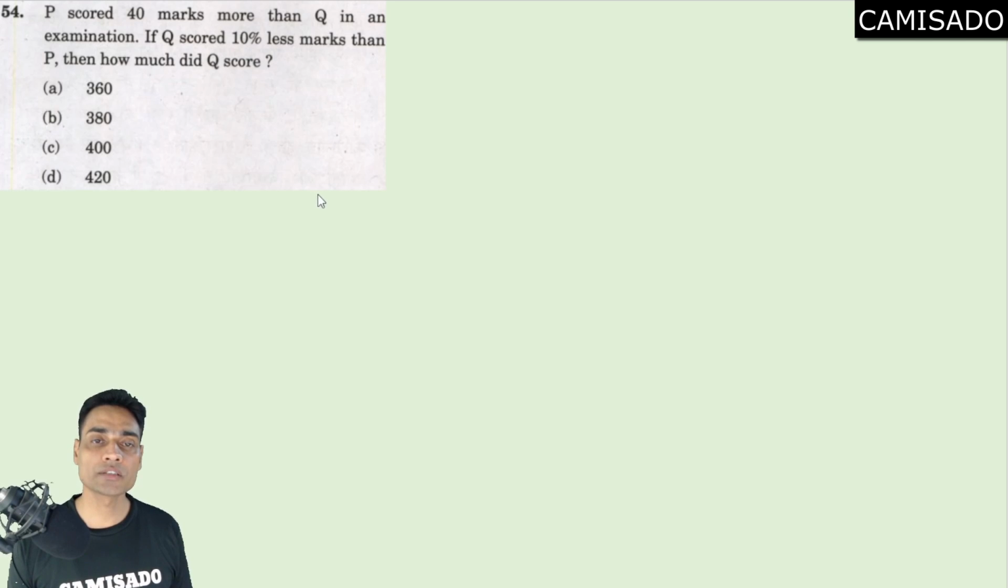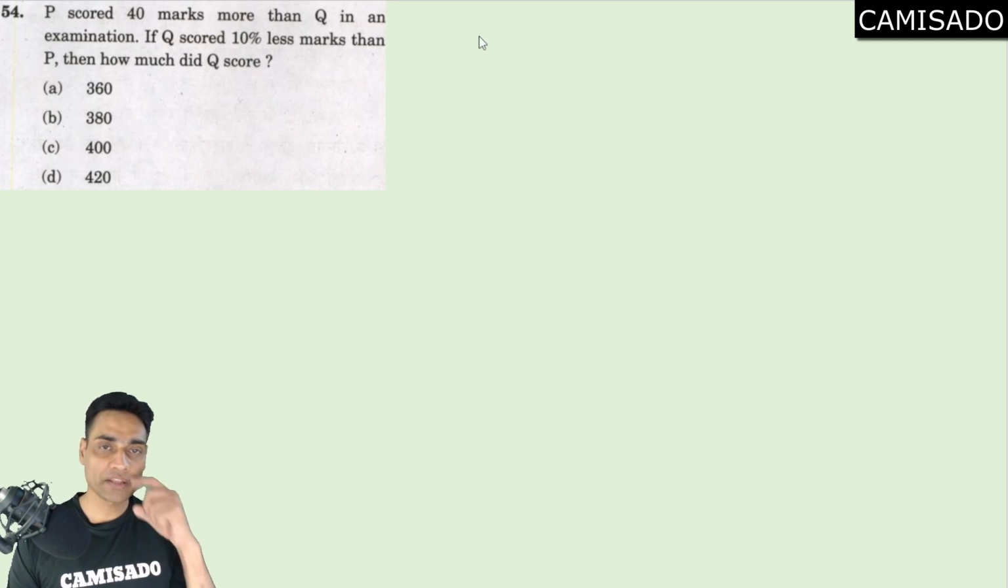P scored 40 marks more than Q in an examination. If Q scored 10% less marks than P, then how much did Q score? Now in this question, we can do it with the help of x, or with the help of 10, that method also. So we can see in the scores of P and Q, the difference is 40 marks and the percentage difference is 10%. It means 10% amounts to 40 marks. So 100% amounts to 400 marks.